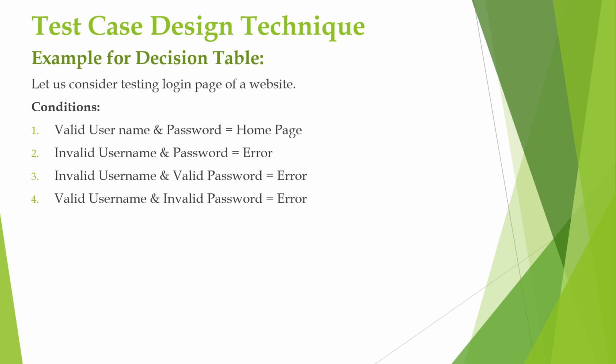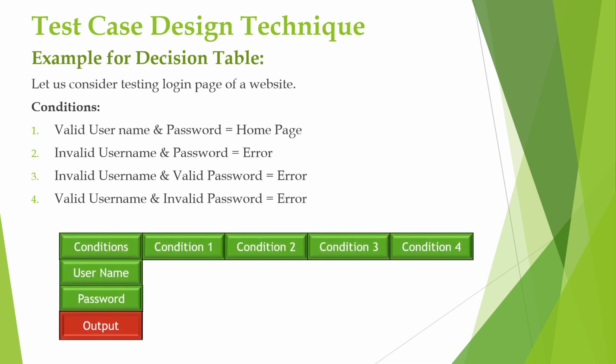When a correct username and correct password are entered, it should be redirected to the home page. When a wrong username and wrong password are entered, it should throw an error message. When a wrong username and correct password are entered, it should throw an error message. And when the correct username and wrong password are entered, it should show an error message. Now let us see how the decision table is done using these conditions.